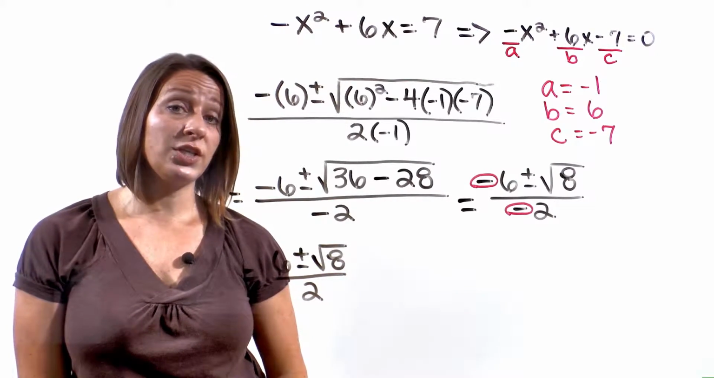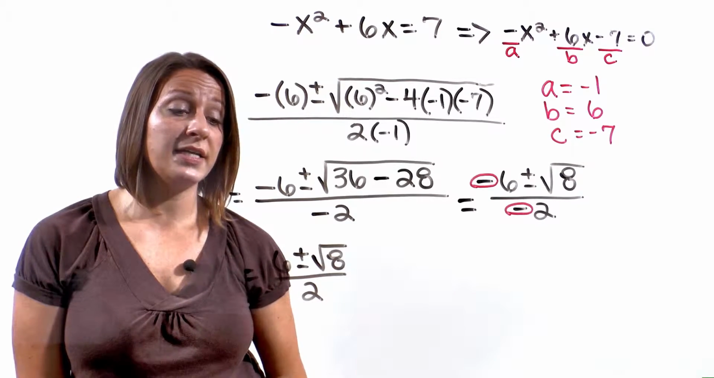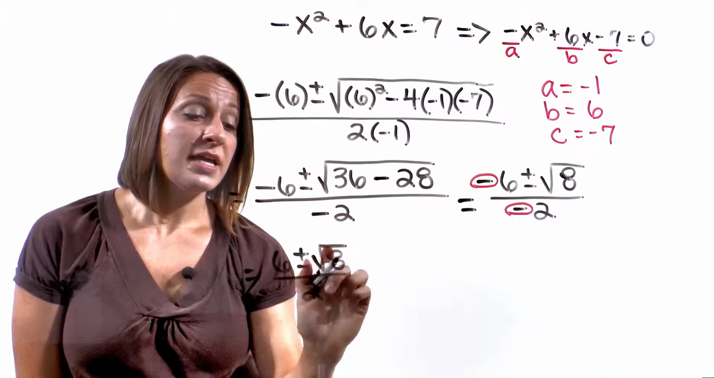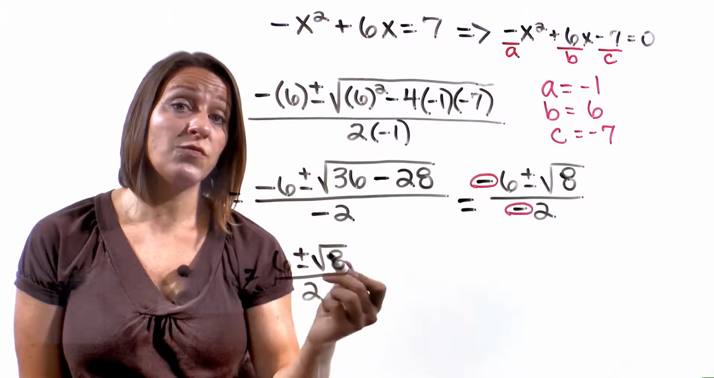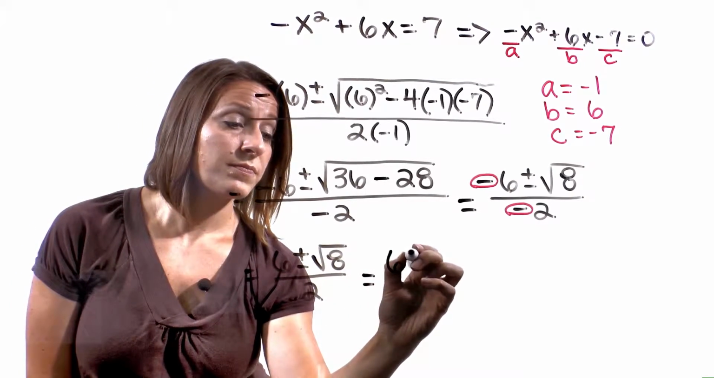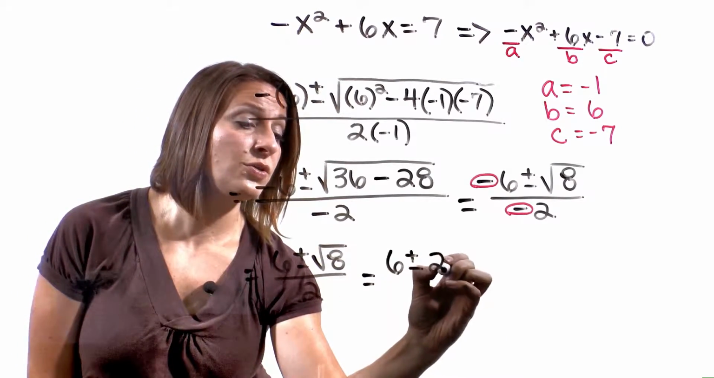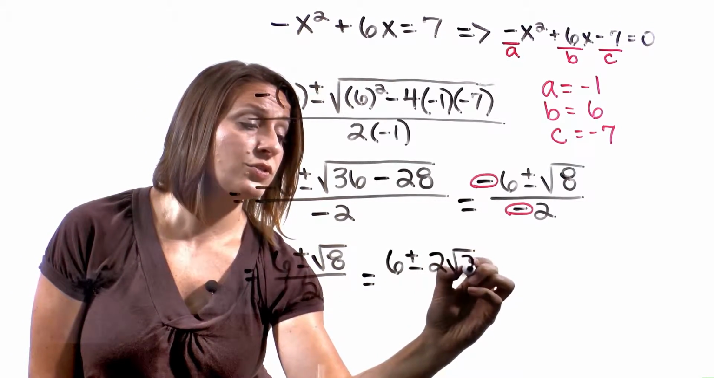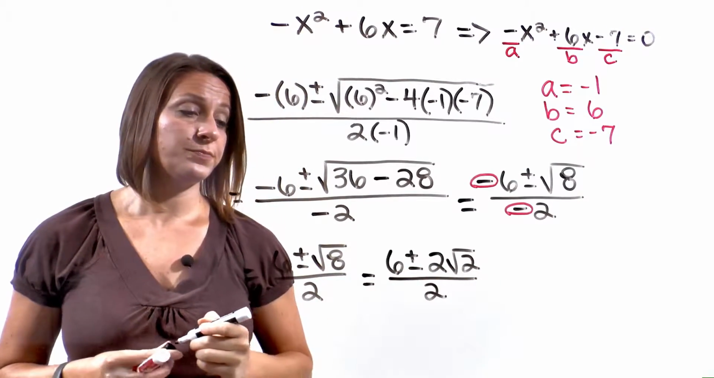The next thing we need to look at is the number underneath the radical. If we can simplify it, and we can. Inside of 8, it's 4 times 2. 4 is a perfect square, so another way to write the square root of 8 is 2 radical 2 over 2.